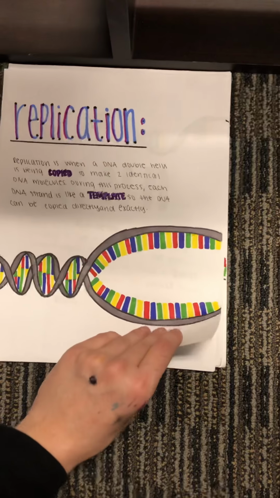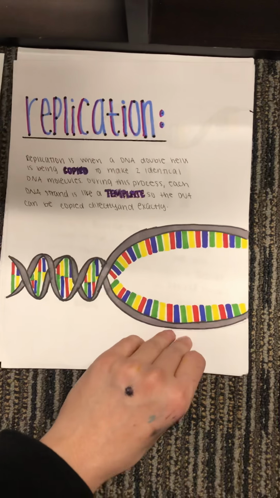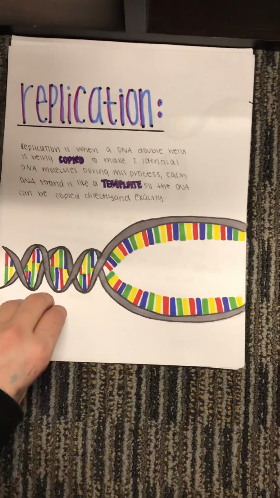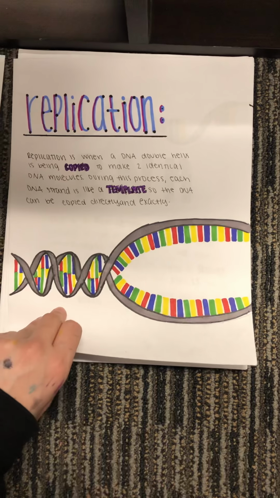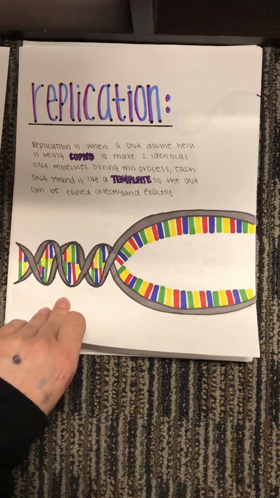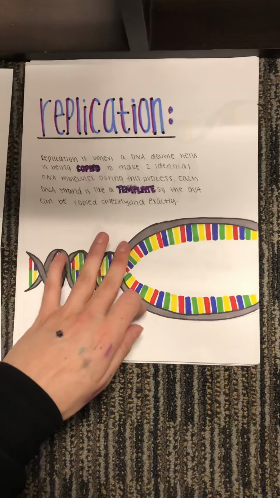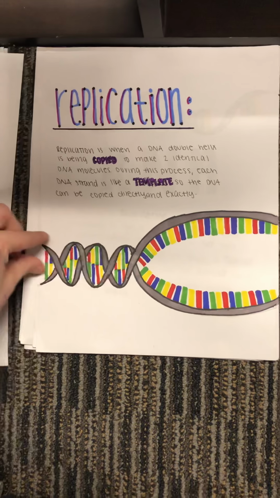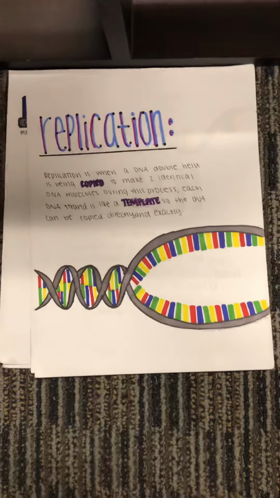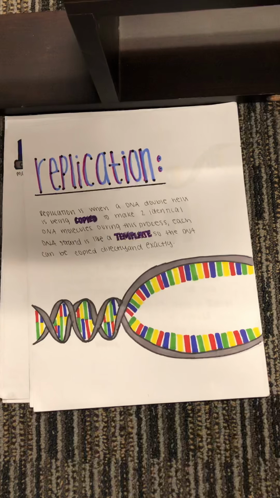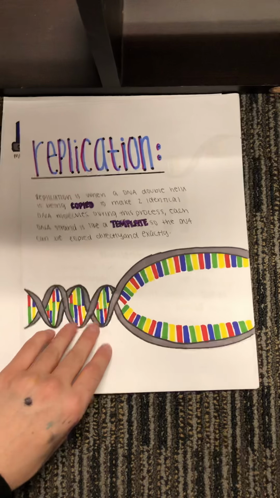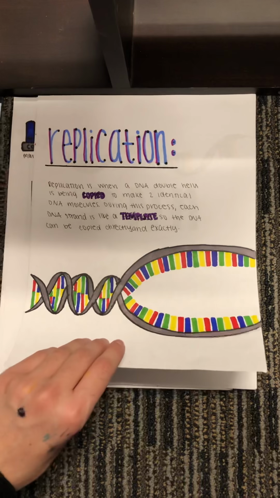Okay, so replication. Replication is when a DNA double helix is being copied to make two identical DNA molecules. So during this process, each strand is like a template, so it could be copied exactly. So they'll split out, there'll be one strand of DNA, it'll split out, and then it will match these together with another, with their proper nitrogenous base matches, and then we'll create two new strands of DNA.